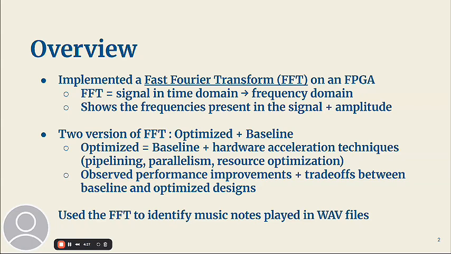We implemented two versions of the FFT, a baseline design and an optimized design. The optimized version uses pipelining, parallelism, and resource level optimizations to improve throughput and latency. Comparing the two allowed us to quantify performance gains and understand the trade-offs between speed, area, and resource utilization. We then used the FFT output to identify music notes in the wave files, demonstrating a practical application for the design, which is real-time frequency analysis and pitch detection.